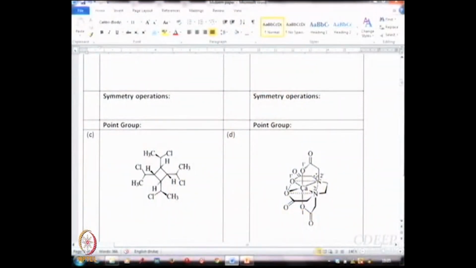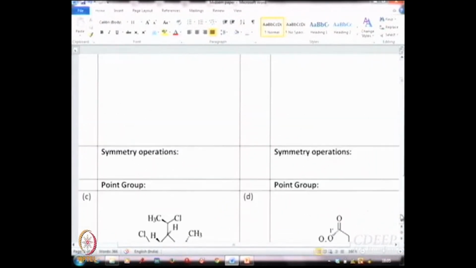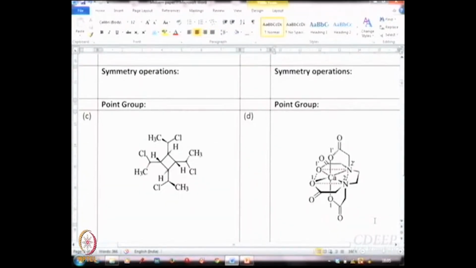Now this one. I put white ink on this: 1, 1 dash, 2, 2 dash. Is this big enough? Can you see? Now tell me what is there. Yeah. I took so much trouble making it big, it became small again.